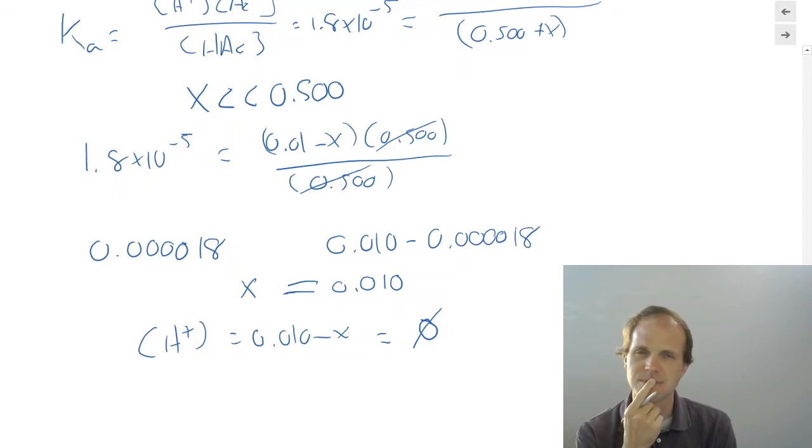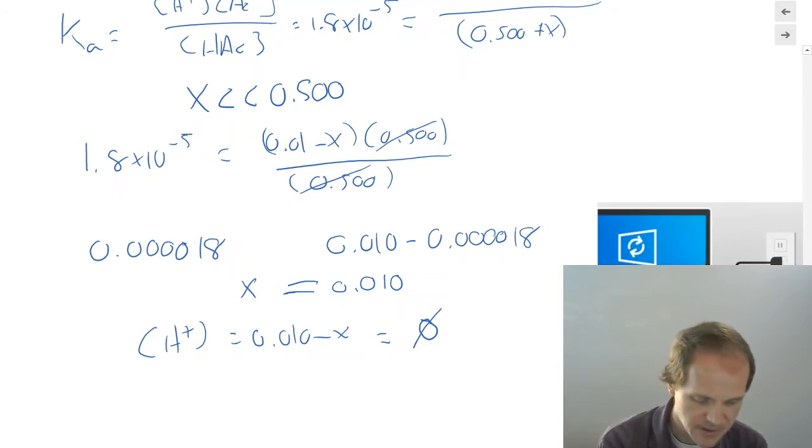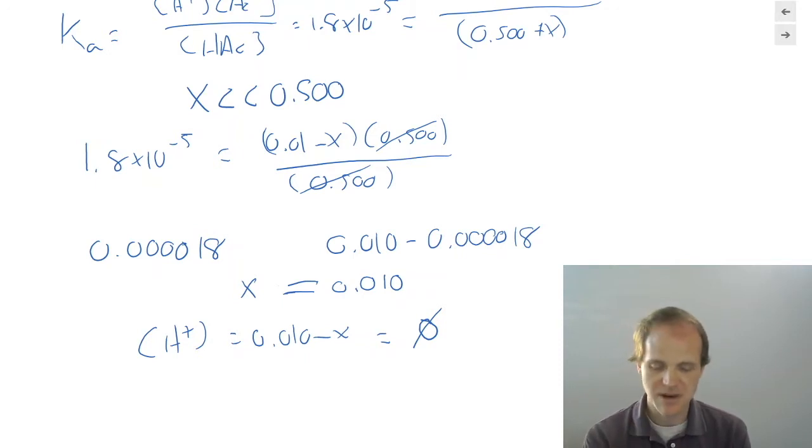Wait, what just happened here? How did we get a concentration of 0? Like, the H plus just disappeared. Now we have a pH of 7? That's kind of strange, don't you think? What happened here? Well, maybe our assumption wasn't so good, right? Our assumption of 0.01 compared to 0.5 wasn't so good.